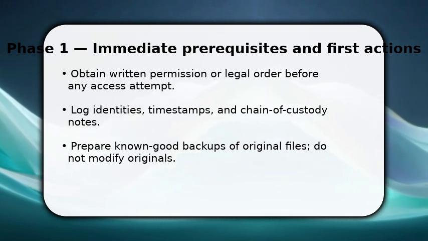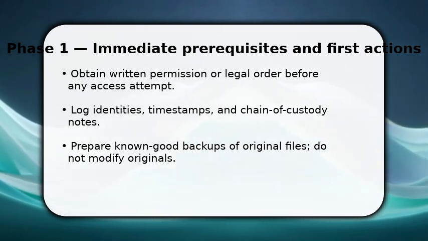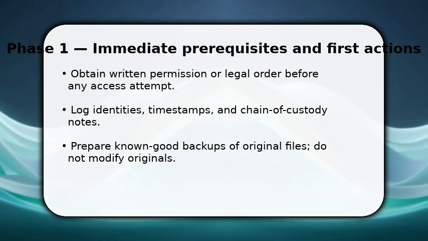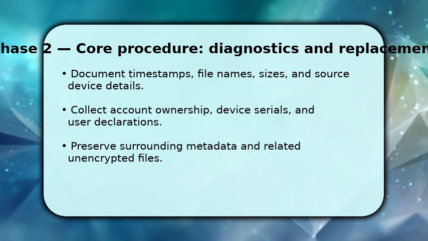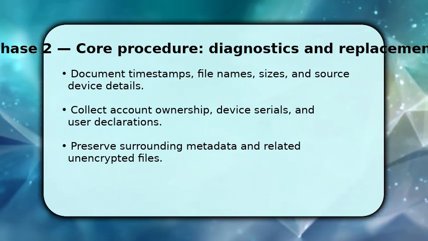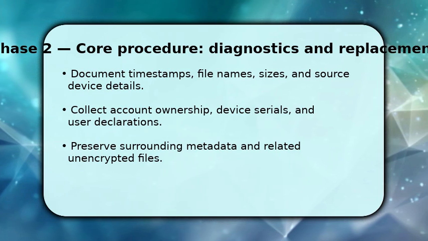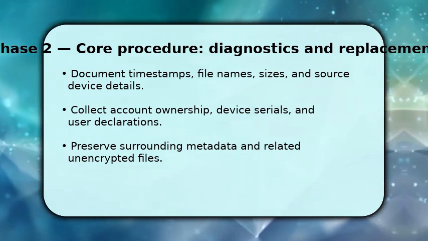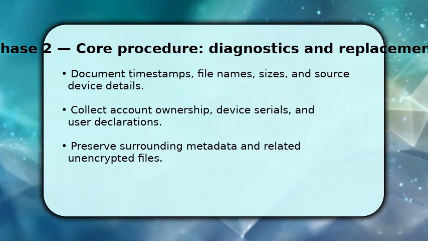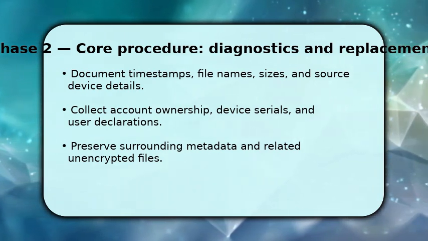Next, focus on context and non-technical routes to access. You should gather metadata, timestamps, file size, device model, and any related unencrypted files that prove ownership or intent. Contact the file owner, administrator, or service provider to request keys or lawful assistance. Official recovery channels often exist and avoid risky workarounds.